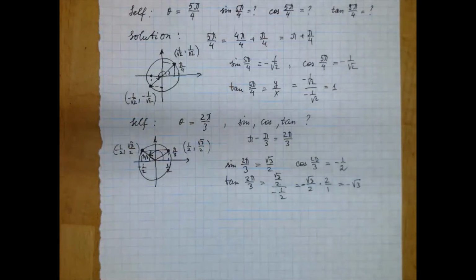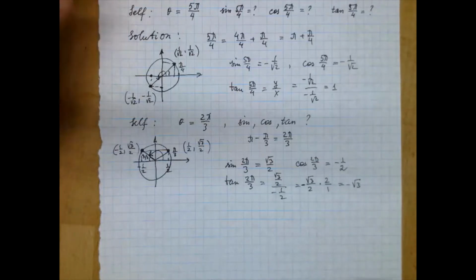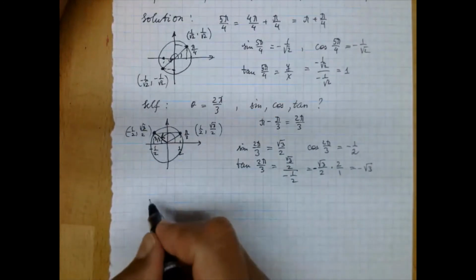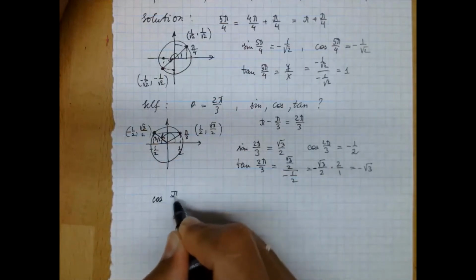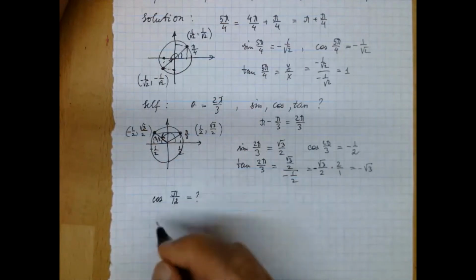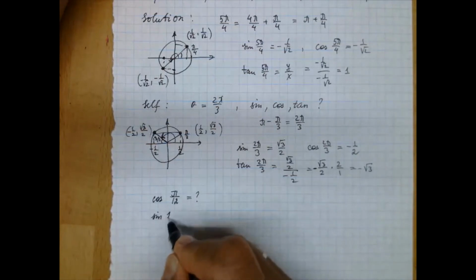Well, what else can we have? We can have something more complicated than just well-known angles like pi over 4 and pi over 6 and pi over 3. We can have, for example, something like 15 degrees or pi over 12. So why don't you try on your own, use your calculator and figure out what is going to be cosine of pi over 12 and the sine of 15 degrees.